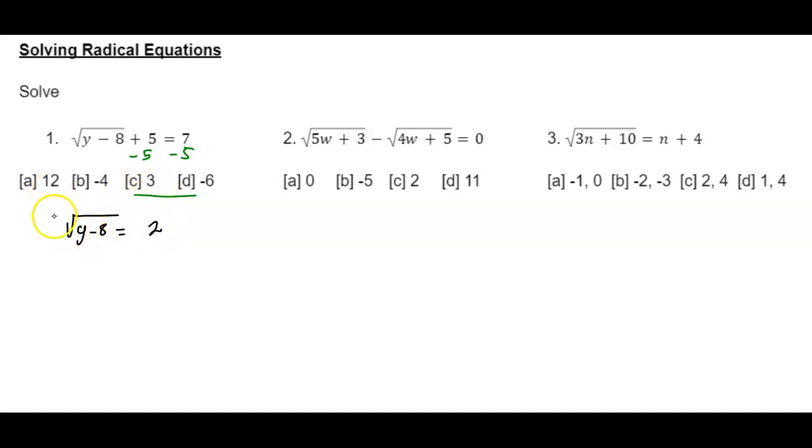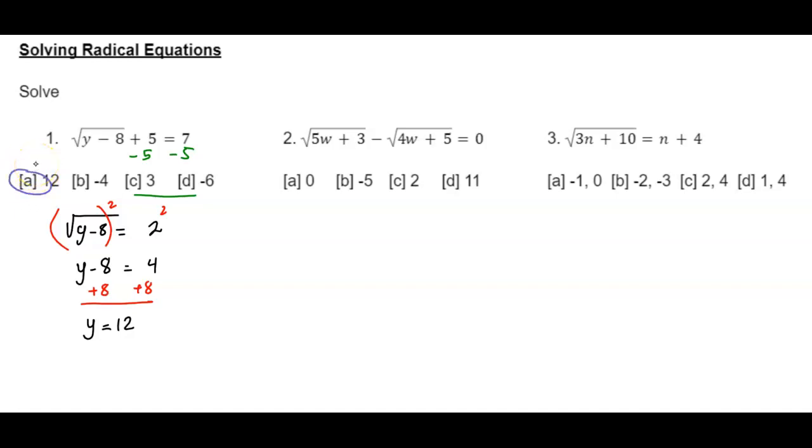Now we want to undo the radical, so we're going to square both sides. That's going to undo the radical on the left, giving me y minus 8. 2 squared is 4. And then last step is to add 8 to both sides. All right, that gives me a y value of 12. Now, for the sake of time, if you plug 12 in, it does work. The solution is viable.